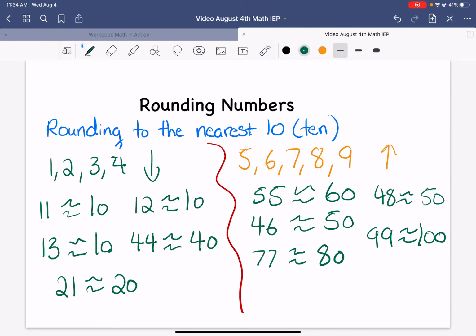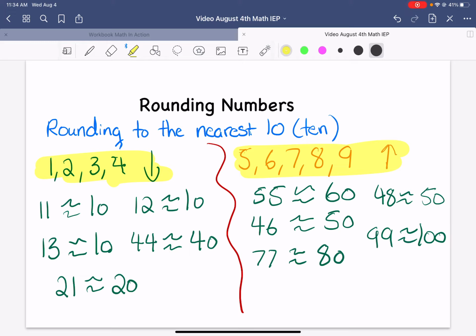So we have to remember this rule. Let me highlight it. 1, 2, 3, 4, we're going to go down. 5, 6, 7, 8, 9, we're going to go up. So make sure we remember these numbers, how we think about it. 1, 2, 3, 4, we're going down. 5, 6, 7, 8, 9, we're going up.